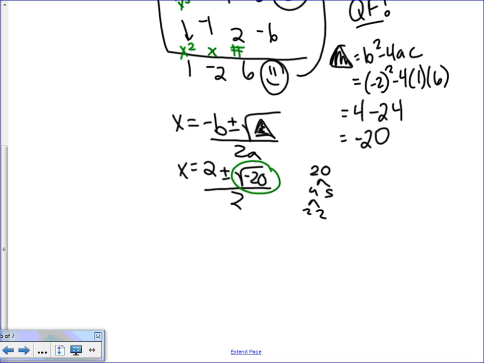You've got doubles, 2, so a 2 can come outside with i, and a 5 will stay inside the radical. So then I can write it out as 2 plus or minus 2i square root 5 all over 2. And now I can reduce each of these by a factor of 2. So we'll get 1 plus or minus i square root of 5.